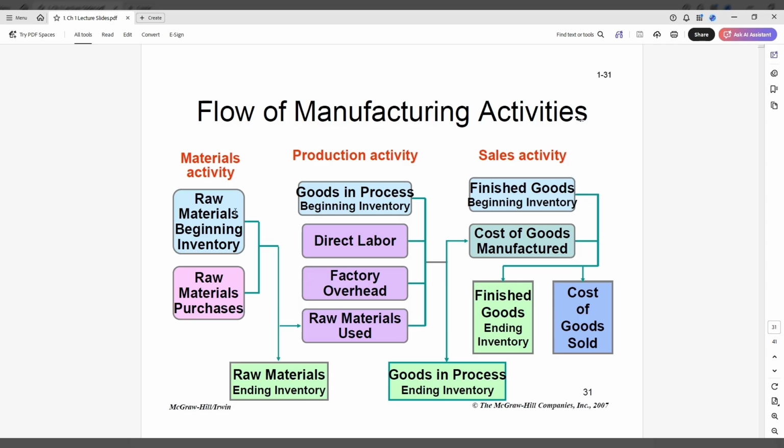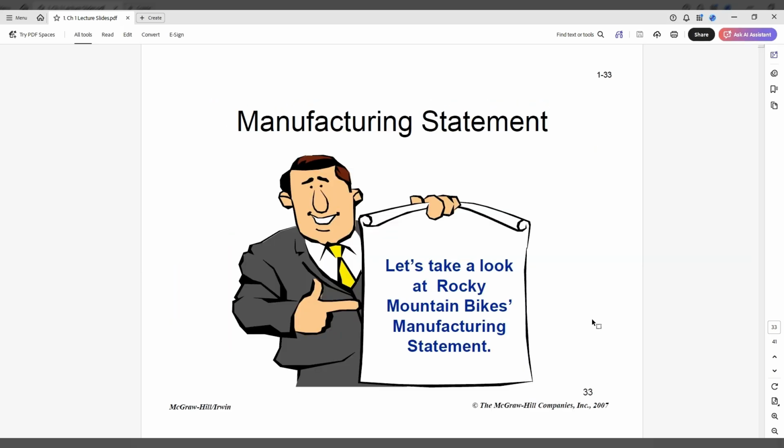And when it's gone in the first step of raw material, that just means it becomes part of WIP. When it's gone in the second stage, that just means it becomes part of finished goods. And then when it's finally gone as a finished good, it means it's actually sold to the customer, and it becomes a cost of goods sold expense.